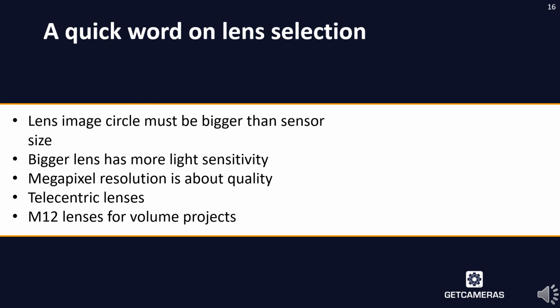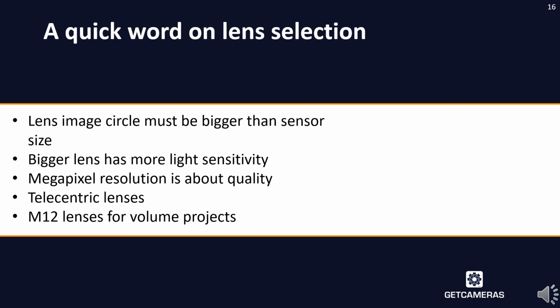Here we are at the last part of my presentation. This is about lens selection. The first and most important step in lens selection is the size of the lens. The size of the lens is basically determined by how big it is in comparison to the sensor. A lens must always be as big or bigger than the sensor. You can think of the sensor as square, and the lens circle is round, of course. This must cover every corner of the sensor.